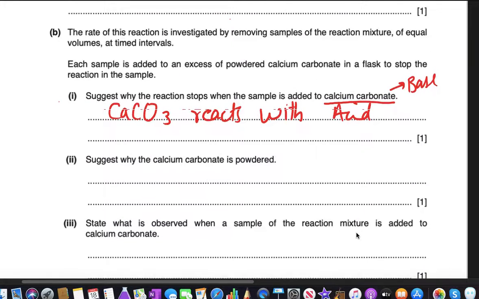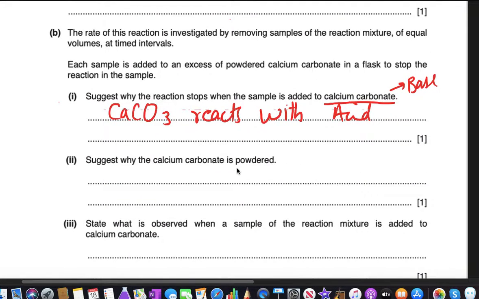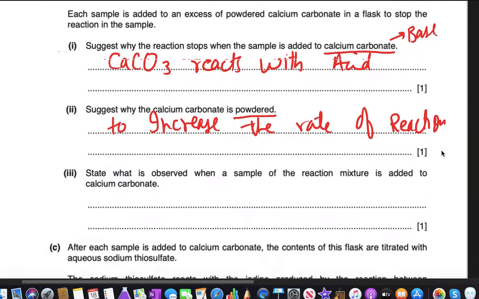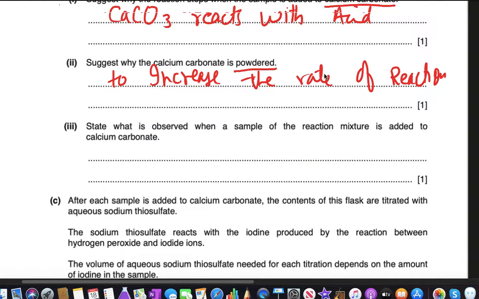Next question is why the calcium carbonate is powdered. If calcium carbonate is in powder form, it has a large surface area. If it has a large surface area, then there are more collisions in a unit time. As a result, the rate of reaction will increase. So why is the calcium carbonate in powder form? To increase the rate of reaction.